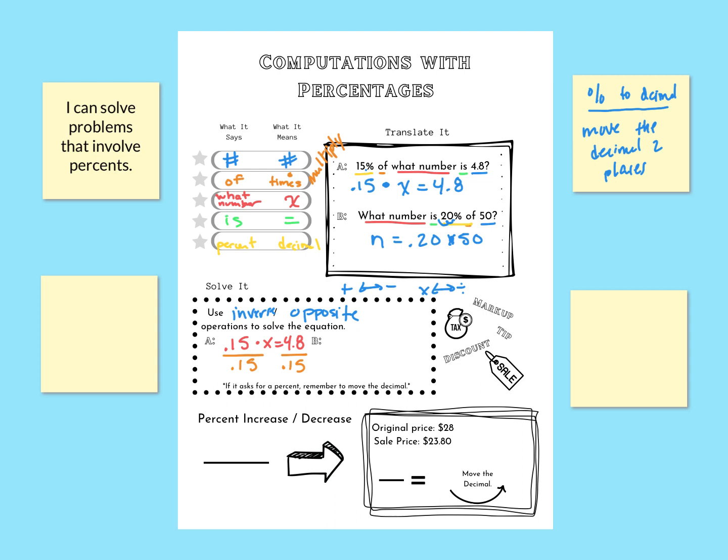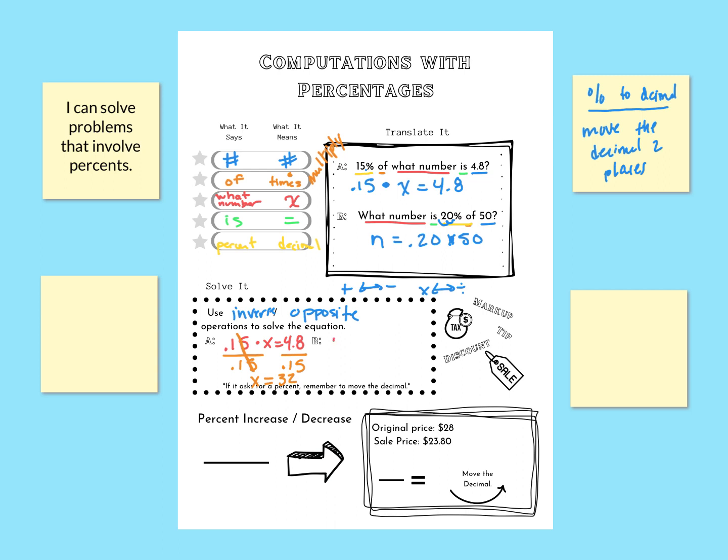And then in my calculator, because these are opposites, these are going to cancel each other out. And in my calculator, I'm just going to put in 4.8 divided by 0.15, and then we should get 32. And then let's try the same for B.